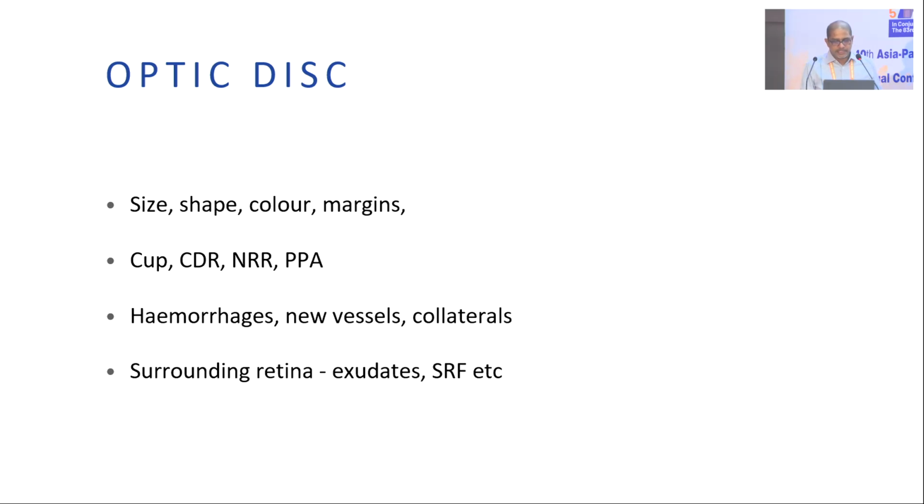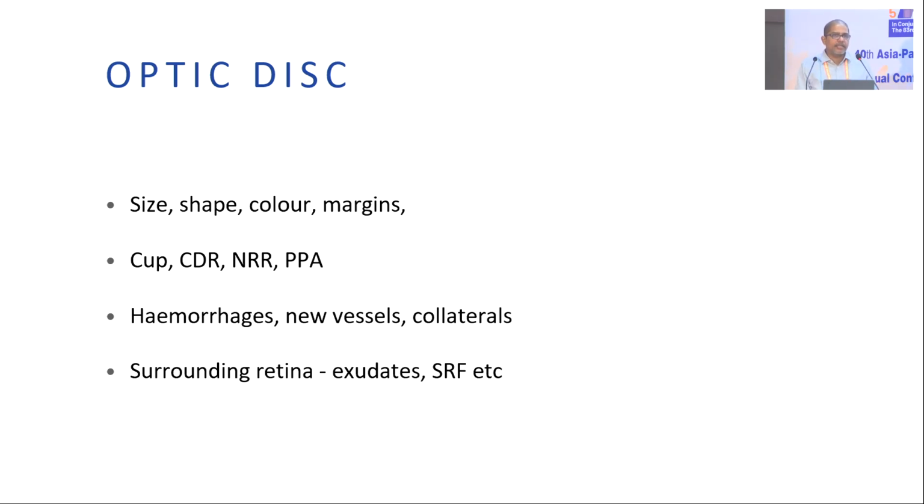Talking about the optic disc, you have to talk about the size, shape, color, and margins, and the cup, and whether the NRR is healthy or not. And in the retina, you have to look for any hemorrhages. When you say hemorrhages, don't just say hemorrhages. You say intraretinal hemorrhages, or flame-shaped hemorrhages, or dot and blot hemorrhages, or if it's pre-retinal, subhyaloid, or vitreous.